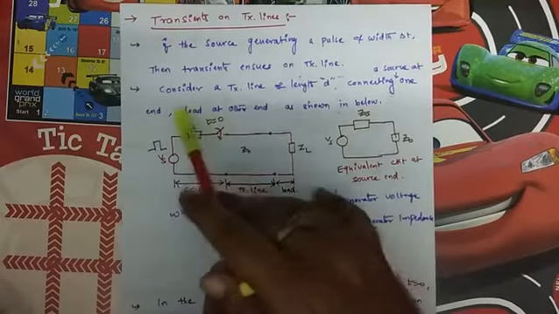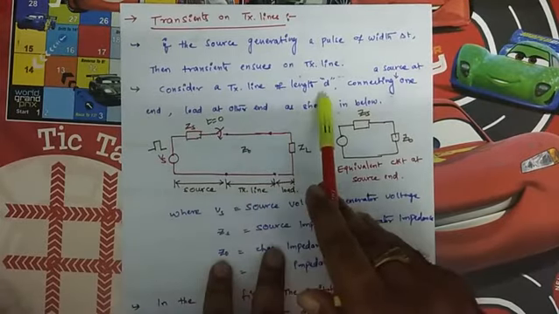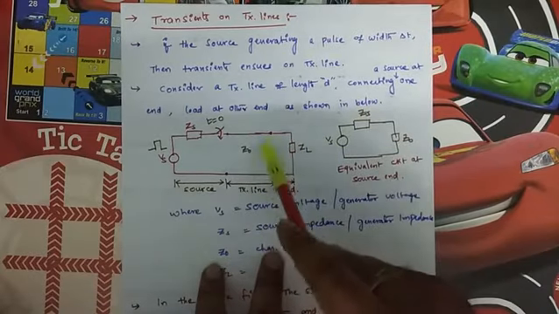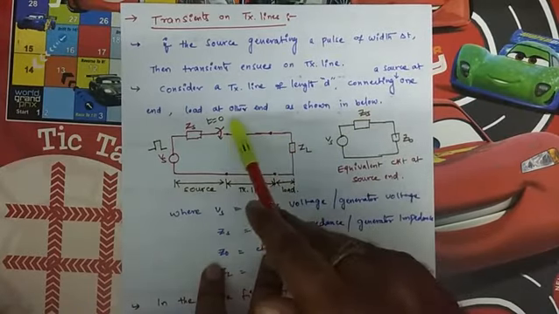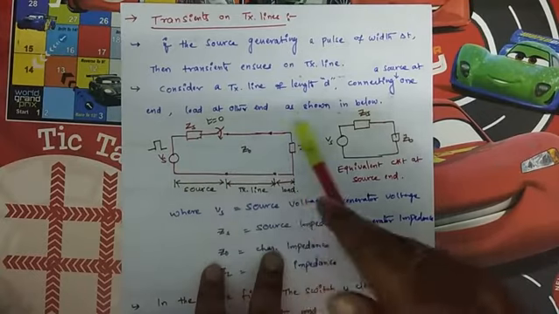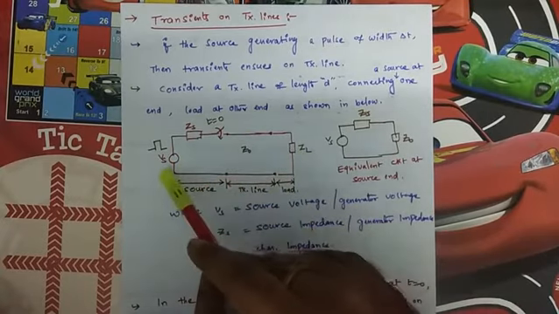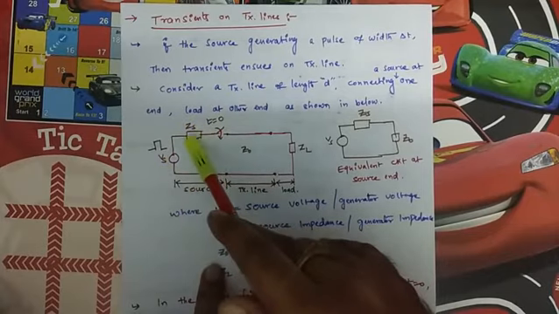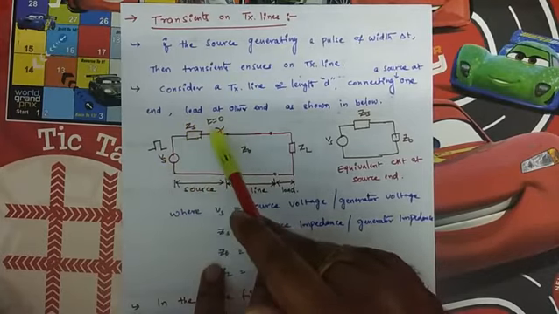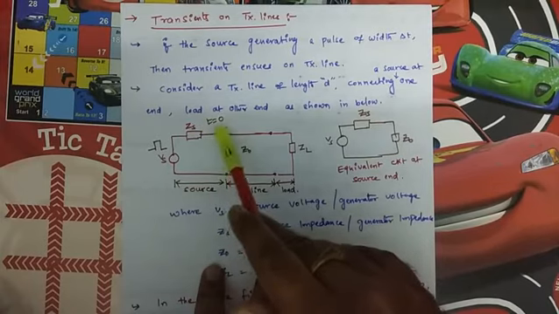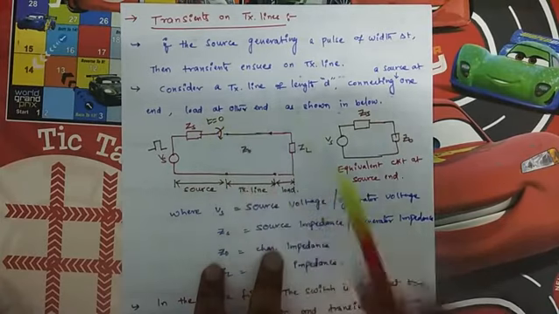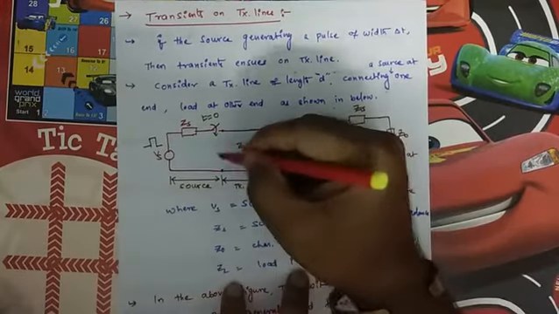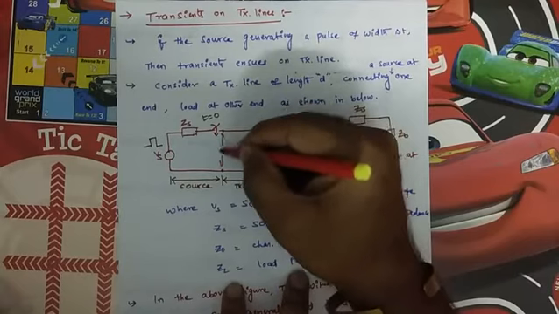Now consider a transmission line of length d connecting a source at one end and a load at the other end. This is the transmission line, this is the source part and this is the load part. In the source part we have the source voltage, and the source will have an impedance. Zs is the source impedance, and there is a switch which will be closed when t equals 0. This is the input of the transmission line.